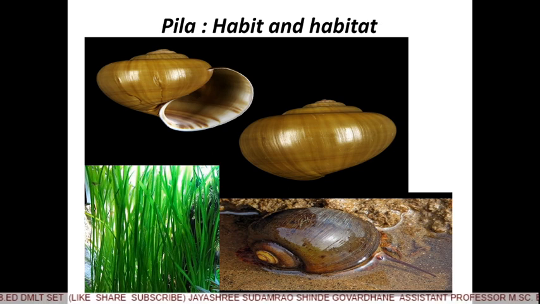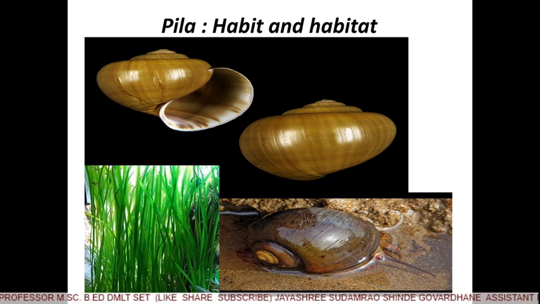Pila is also known as apple snail. Do you know the reason behind? Because it looks like an apple shape. It is one of the largest freshwater mollusks, commonly found in freshwater ponds, pools, tanks, marshy places, and rice fields. Sometimes it may occur in rivers, streams, and brackish water of low salinity also. Mainly, it prefers clean water and vegetation.